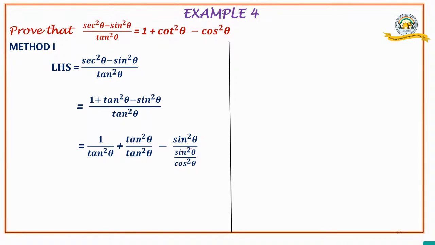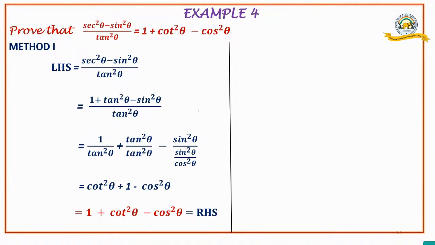So tan square I'm writing as sine square theta by cos square theta because I need to simplify. What is 1 by tan square? Reciprocal of tan is cot. You already know by this time. This cancels both of them, so we get 1 here. Taking the reverse, cos square theta by sine square theta. Sine square theta cancels off with cos square theta. So what are we getting here? 1 plus cot square theta minus cos square theta, and that is our right hand side. So we have proved it.